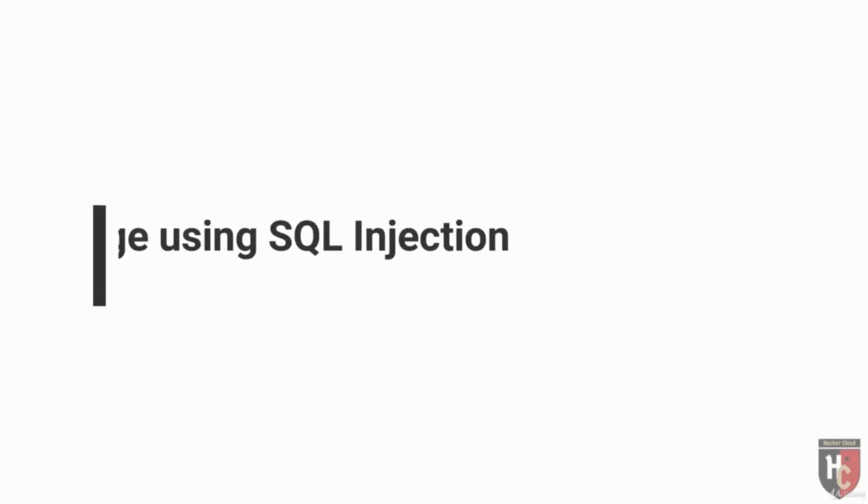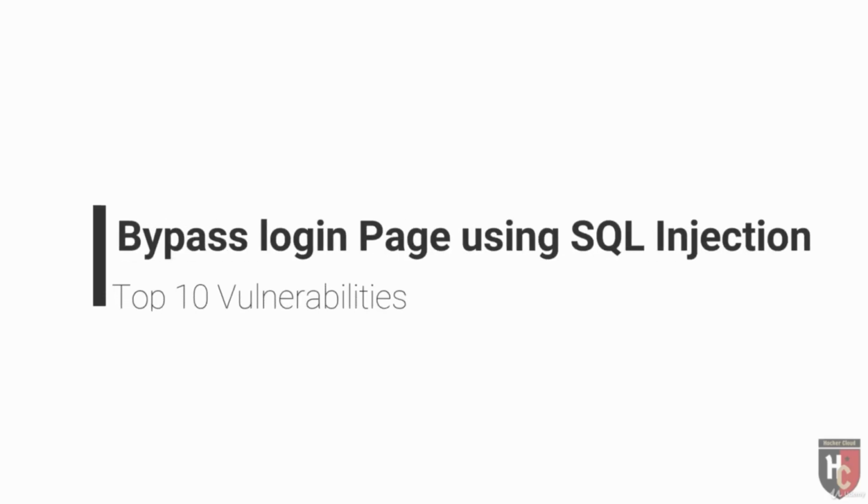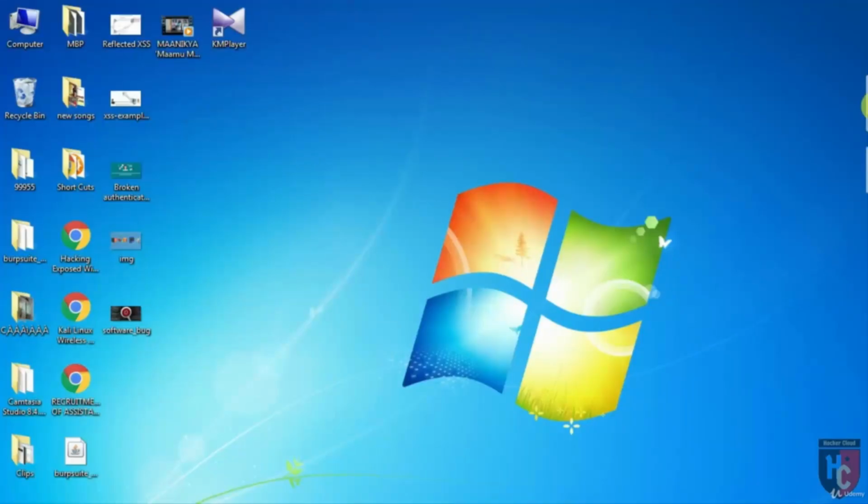Welcome back. In this lecture, we will see how to bypass login page using SQL injection. Attacker can also try to inject its own special SQL query inside the login page in order to bypass the login page, because sometimes login pages are also vulnerable to SQL injection. If the login page is vulnerable to SQL injection, then an attacker can easily bypass that authentication mechanism. Now let's see how we can do login page SQL injection.